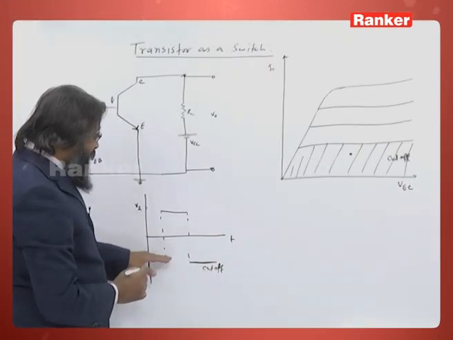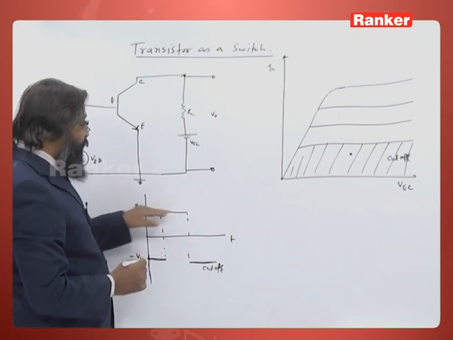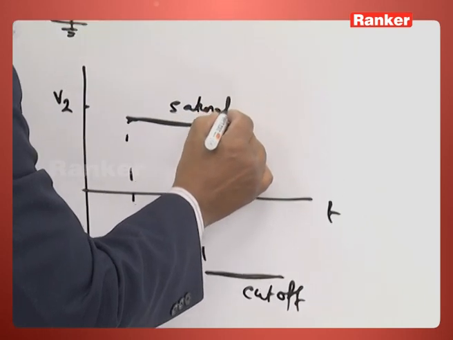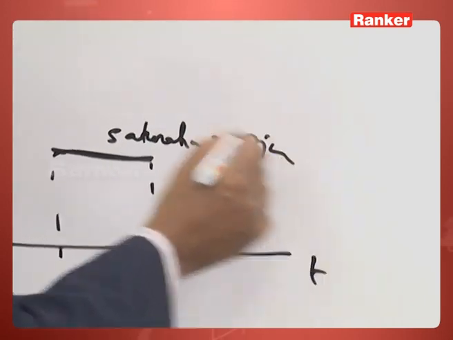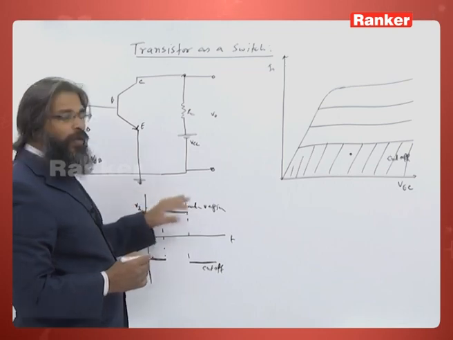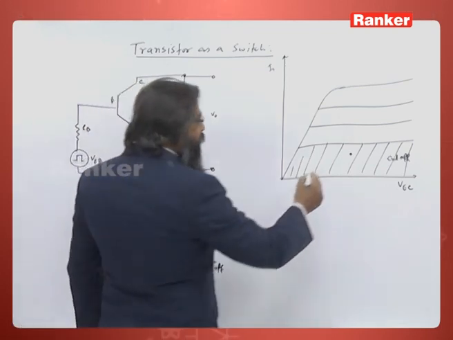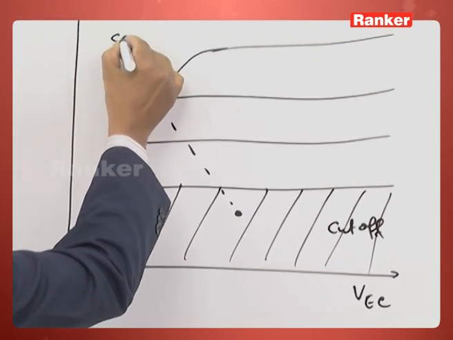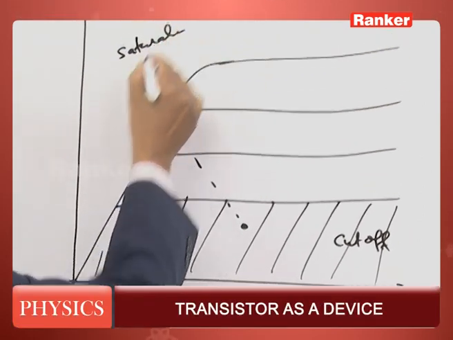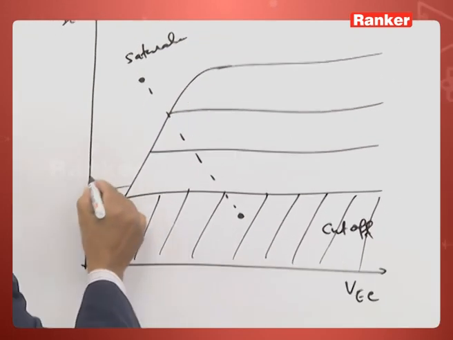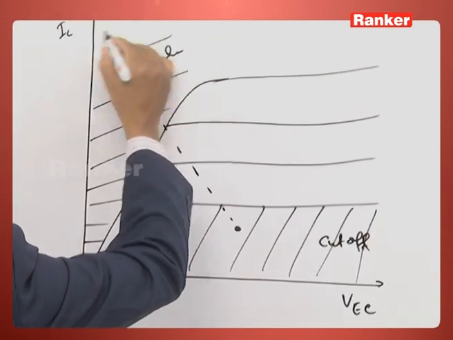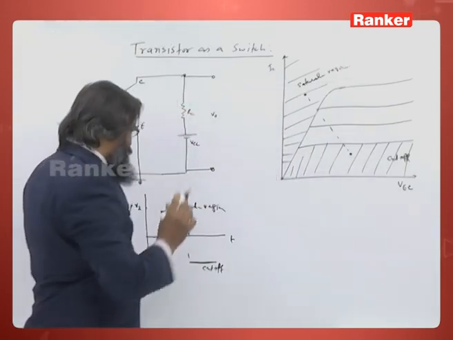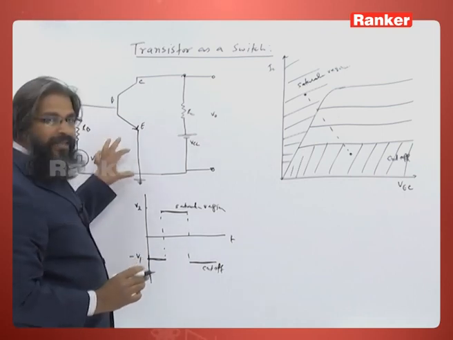And when suddenly the signal changes from minus V1 to V2, that means this is in the saturation region. That means both the diode junctions will be forward biased, and we shift from cutoff mode to saturation mode. So, this region is the saturation region.